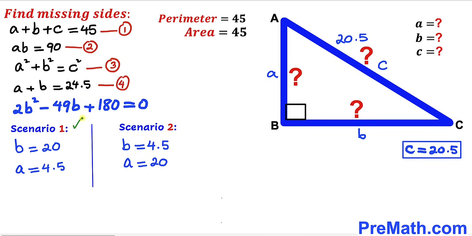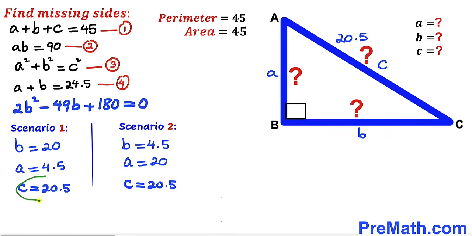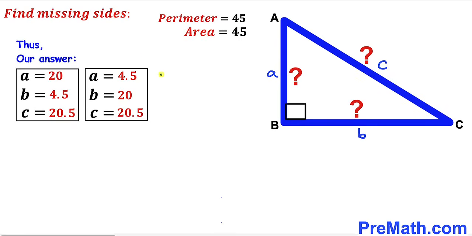So thus for scenario 1, our a value is 4.5 and b value is 20. And for this scenario 2, if a value is 20, then b value is going to be 4.5. And our c value is going to be 20.5 in both scenarios. So thus after all the calculations and manipulations, our values for a and b turns out to be, as you can see, this is for scenario 1 and this one is for scenario 2. And that's our final answer.